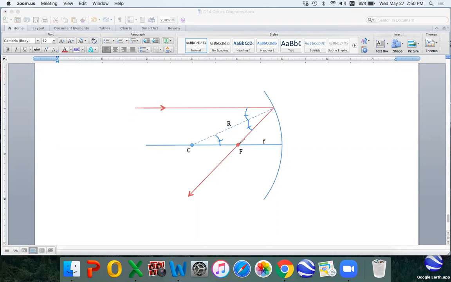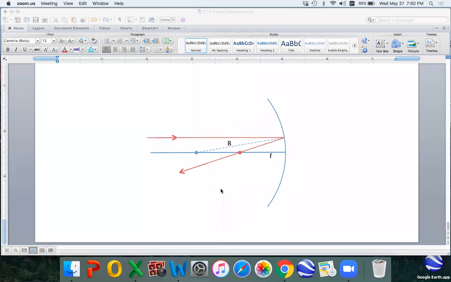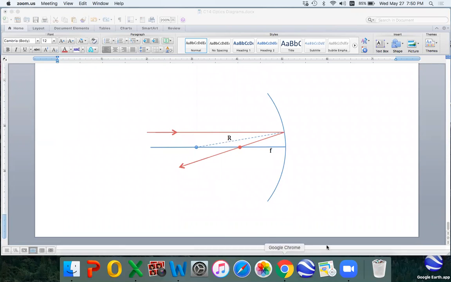Now keep in mind that this distance here cannot possibly be equal to half of the radius, because this is a triangle and it's just not going to work that way. But watch what happens if we make that incident ray get closer to the principal axis. When the angle becomes very small, this distance over here starts to become very close to the focal length.